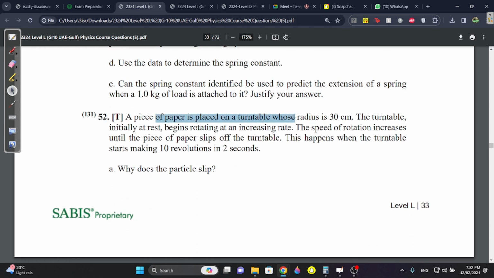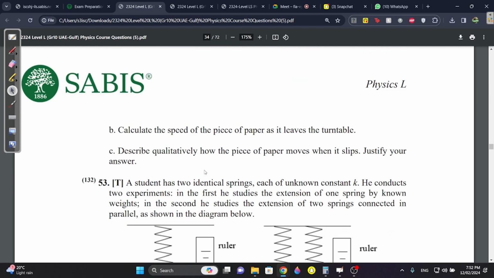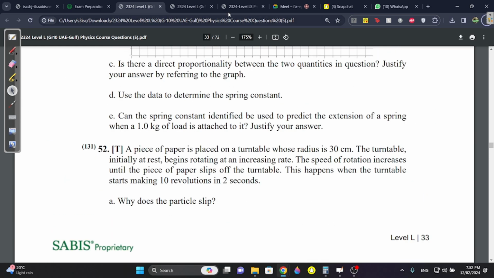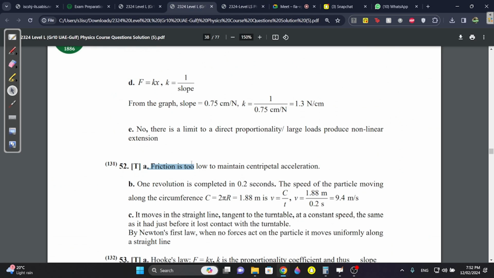A piece of paper is placed on the turntable whose radius is 30 centimeters. The turntable initially at rest begins rotating at an increasing rate. The speed of rotation increases until the piece of paper slips off the turntable. This happens when the turntable starts making 10 revolutions in 2 seconds. Why does the paper slip? Okay, the answer here is it slips because friction becomes too low to maintain centripetal acceleration.